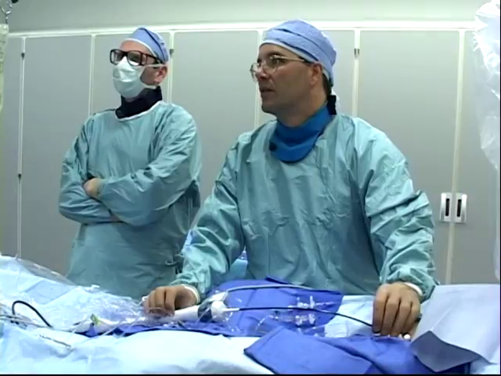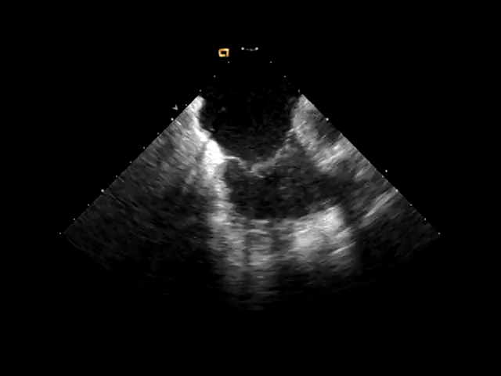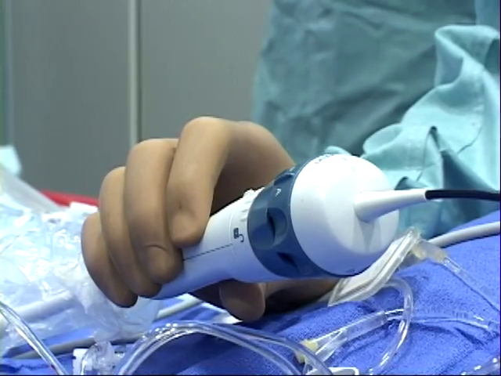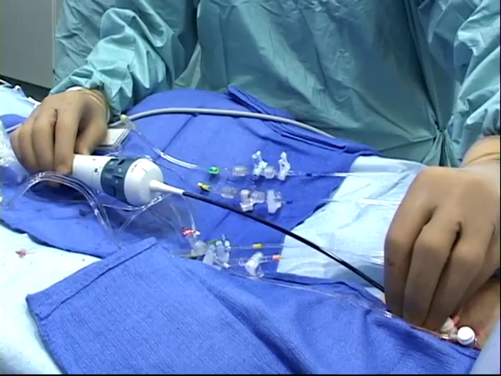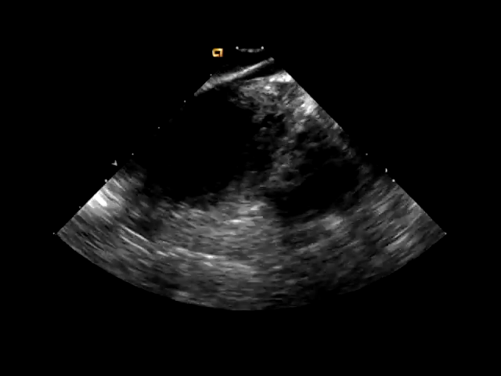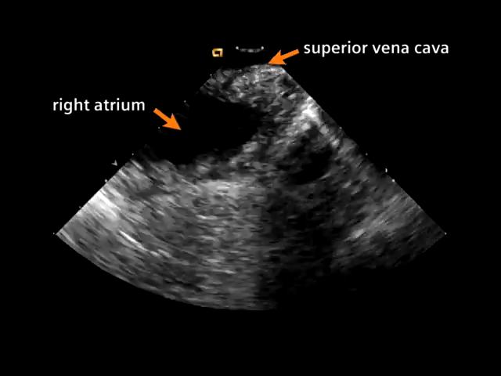Using a slight posterior flexion and with the catheter positioned in the mid-right atrium, rotate the catheter clockwise towards the posterior portion of the heart. Slightly advance the catheter toward the superior vena cava, allowing the junction between the superior vena cava and the right atrium to be visualized.